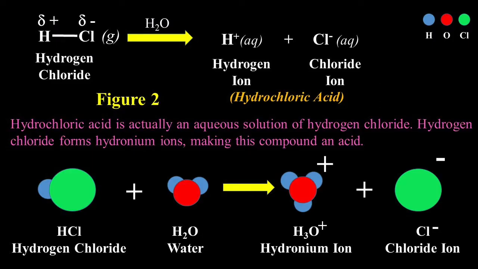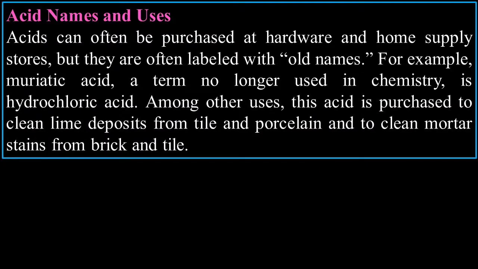Here is a blown up picture of Figure 2, and it details the formation of the hydronium ion. Notice the charge differential in the hydrogen chloride in the upper left, where you have the slight positive and partial negative atoms that make up the hydrogen chloride.